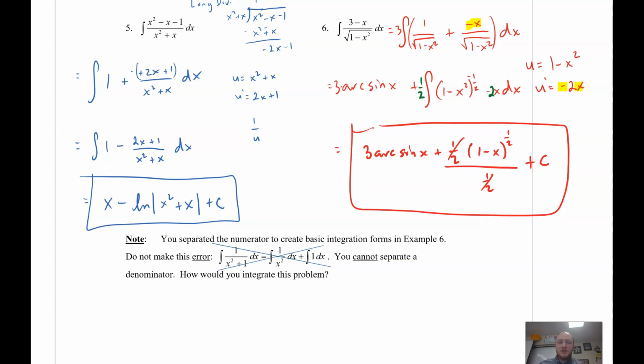Okay, so just a note at the bottom here, they're wanting you to make sure that you don't commit an algebraic felony. You separated the numerator to create basic integration forms in example 6. Do not make this error. I can't go ahead and split a denominator, right? So 1 over x squared dx plus 1 over 1 dx. I cannot do that. That's an algebraic felony, okay? Don't do this. All right, and if you were to integrate that, that's just arctan, right?